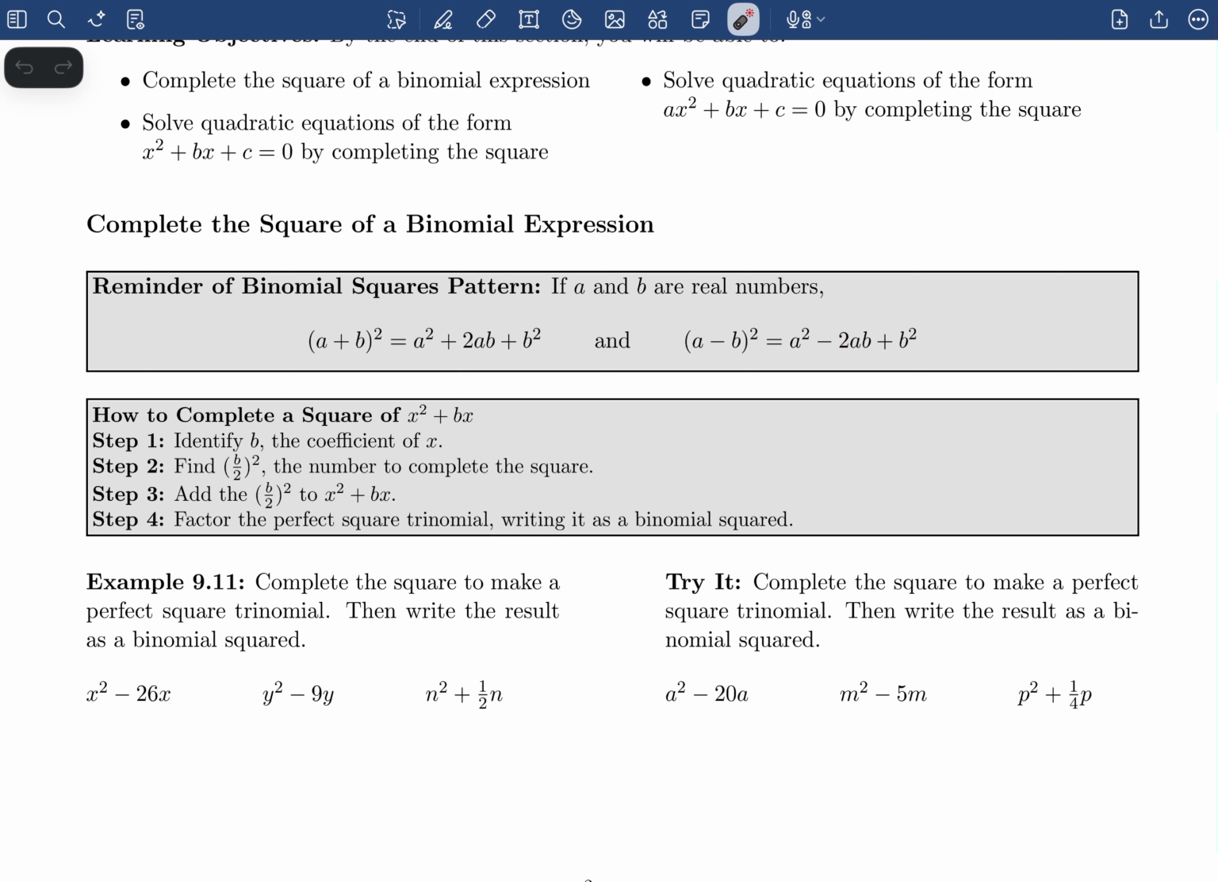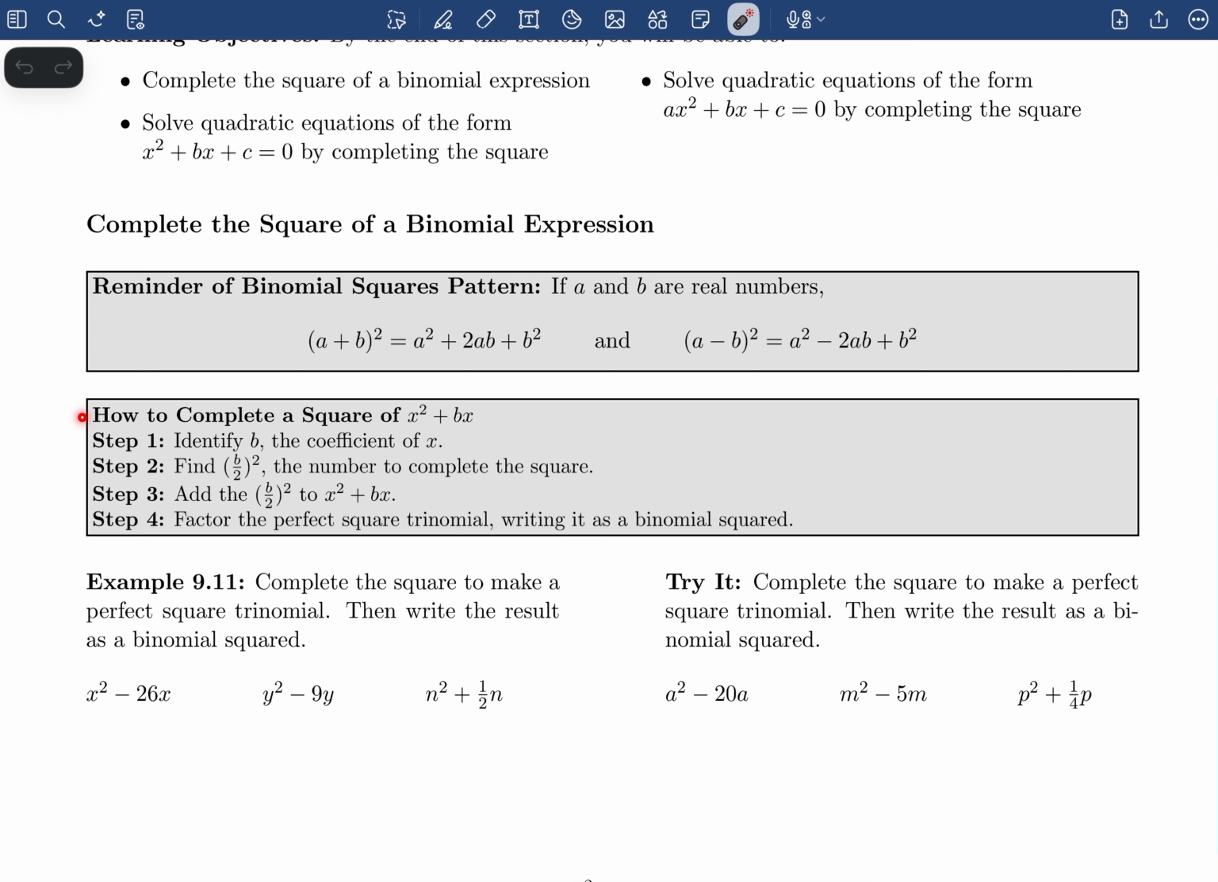Okay, so we have a binomial squared where we have addition between the two terms, and a binomial squared where we have subtraction between the two terms, and they expand to a perfect square trinomial. Sometimes we want to take a perfect square trinomial and factor it backwards, right? So factoring would be going from right to left. Great. Now, let's talk about this process of completing the square.